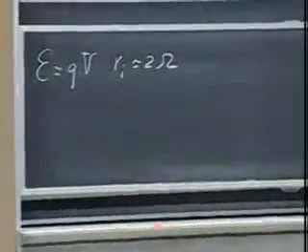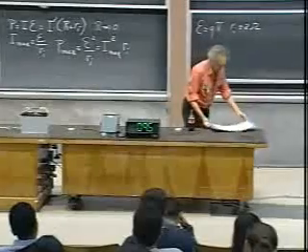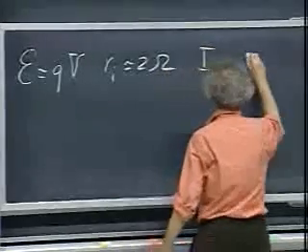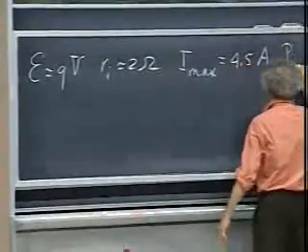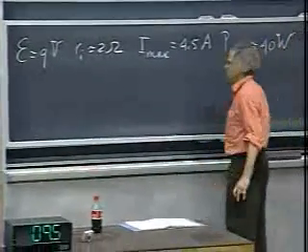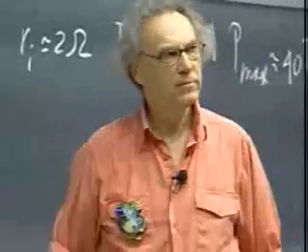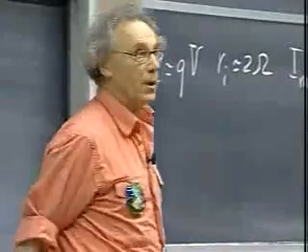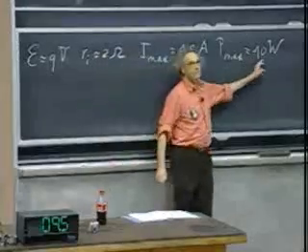And so the maximum current that you can ever get out of a Duracell battery would be about 4.5 amperes. That is I max. And so P max would be about 40 watts. So if you take a 9-volt battery and you short it out, then the battery should get warm, because all that 40 watts is generated inside your battery.